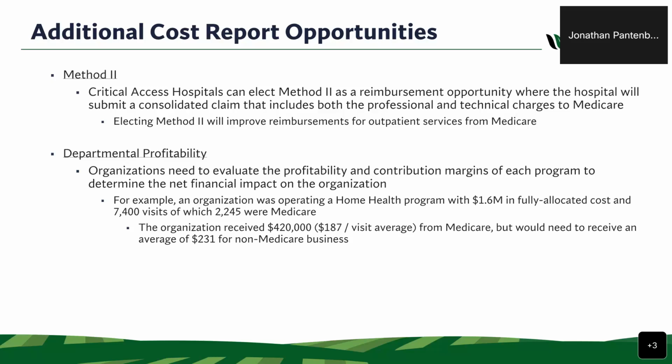Now, when I say fully allocated costs, that includes the step down of all of that overhead expense. Now, there were 7,400 visits, of which 2,245 were Medicare. Medicare reimbursed them $420,000, an average of $187 per visit for those roughly 2,000 visits. Now, when looking at a margin position based on the fully allocated cost, this organization would have had to receive $231 for every non-Medicare patient to cover the cost of that home health agency.